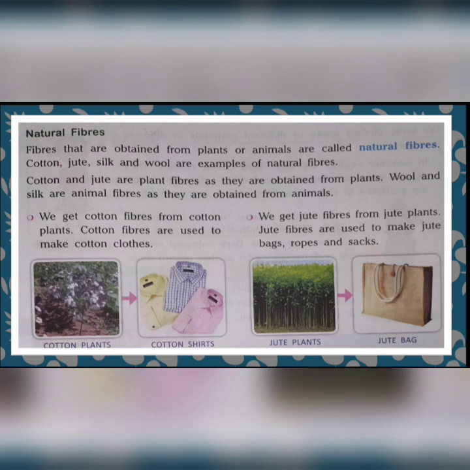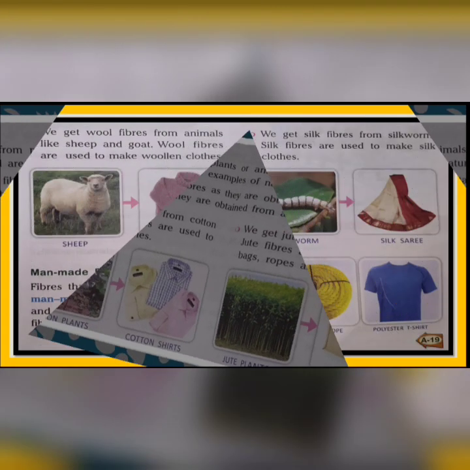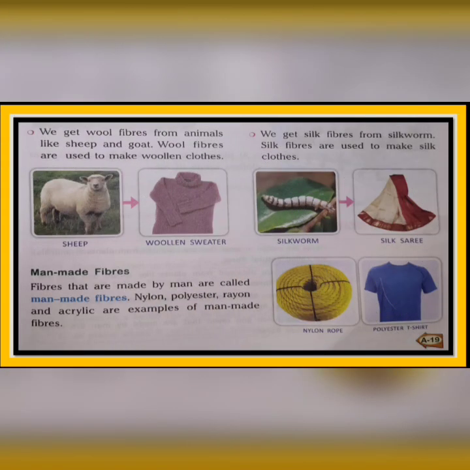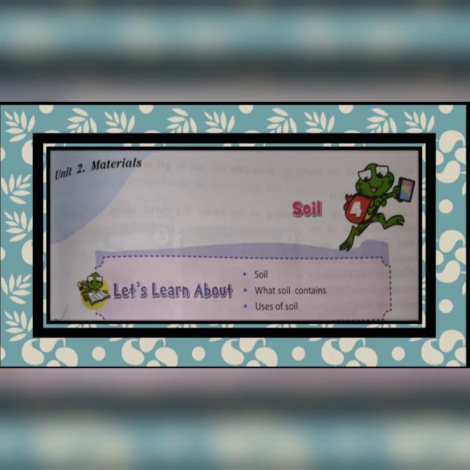Natural fibers are what? The fibers that are obtained from plants or animals. For example, cotton, jute, silk and wool. These are some examples of natural fibers. And the natural fibers which are obtained from plants are called plant fibers. And those which are obtained from animals are called animal fibers. Yes, the examples are given in the book. Next, man-made fibers are made by men. For example, nylon, polyester, rayon, acrylic, all those.